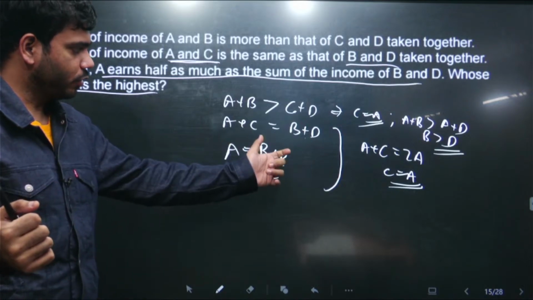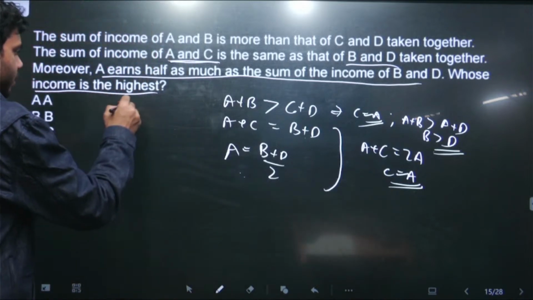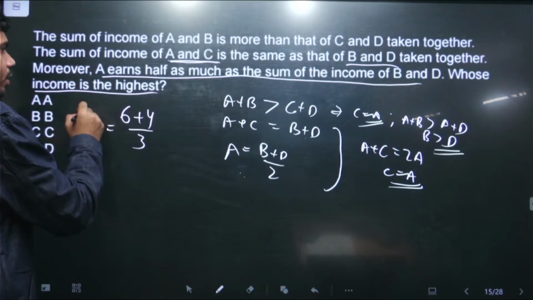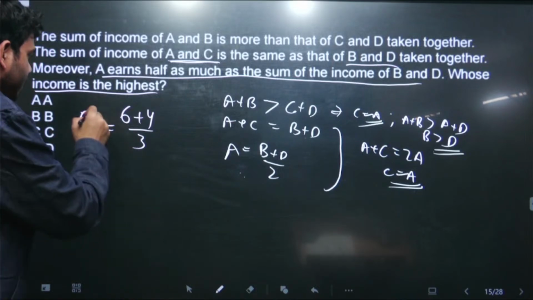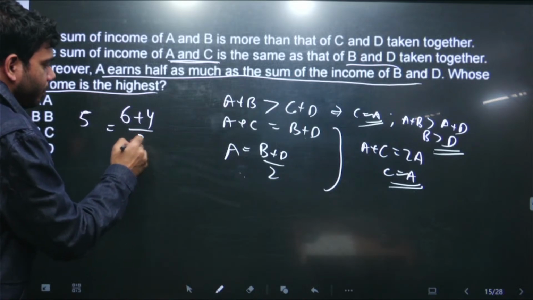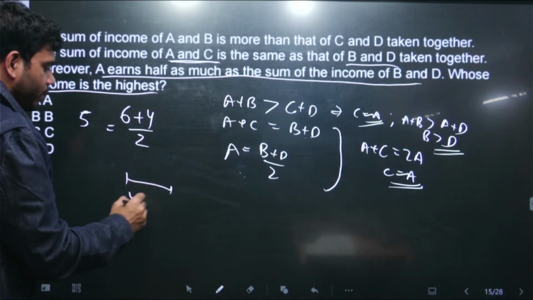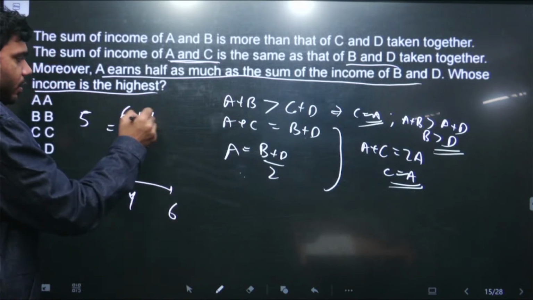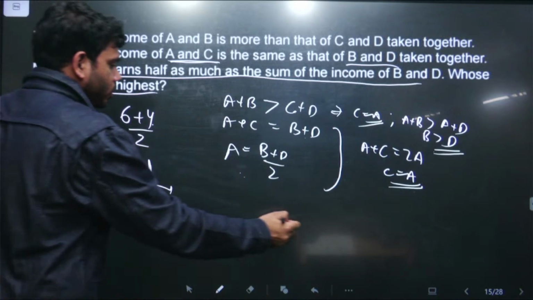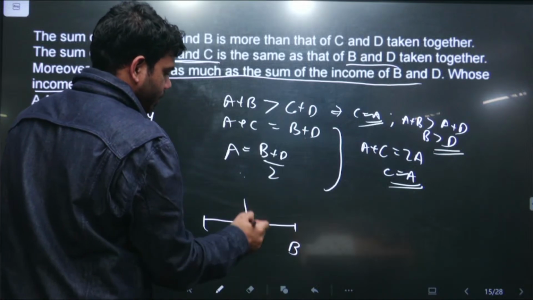It means the average of B and D is A, and we know that B is greater than D. So something like this is happening: (6 plus 4) by 2 is equal to 5. It means 6 and 4 are two numbers, and the average of these two numbers is 5. So 4 is over there, 6 is over there, one is larger, one is smaller, and the average is exactly in the middle. Similarly here also, B is larger, D is smaller, and A is in the middle.